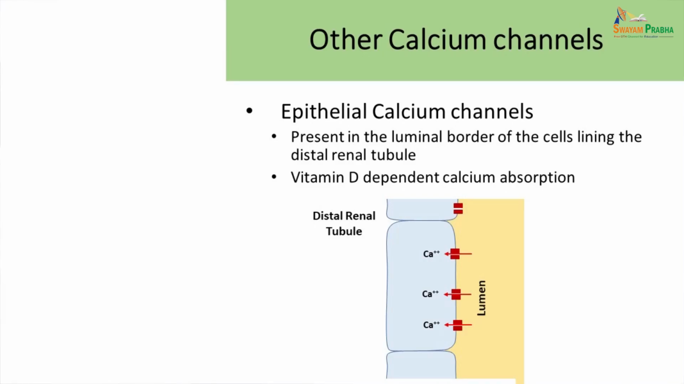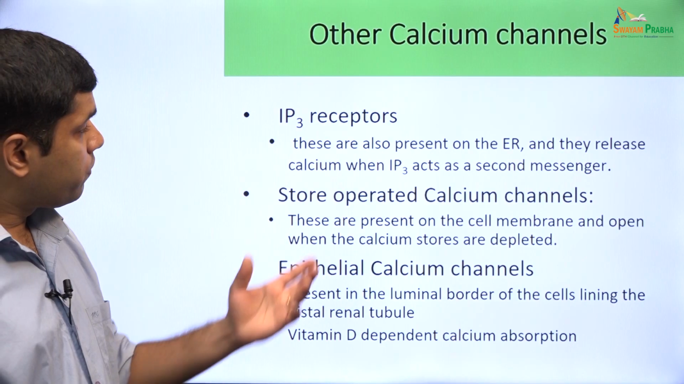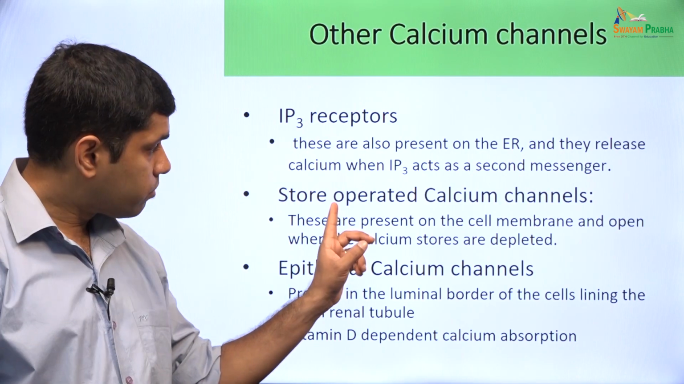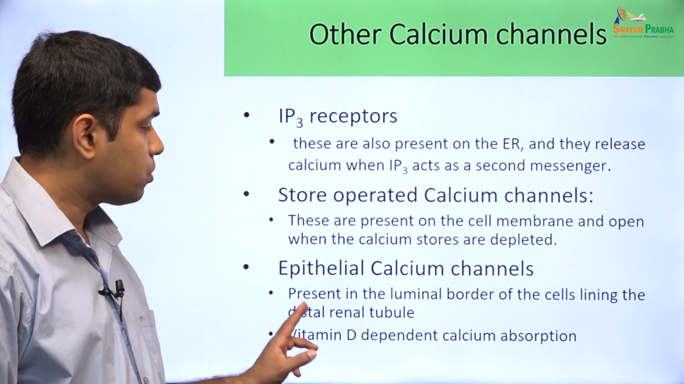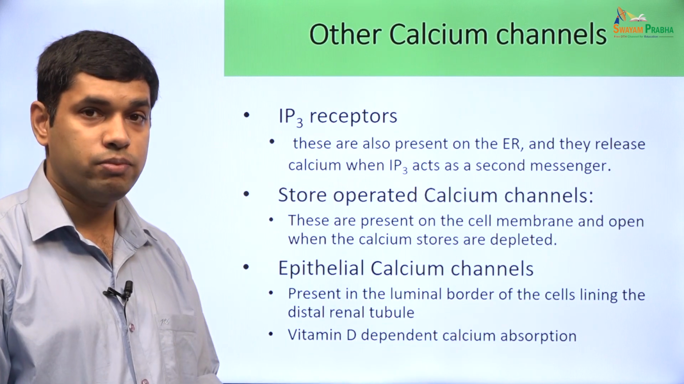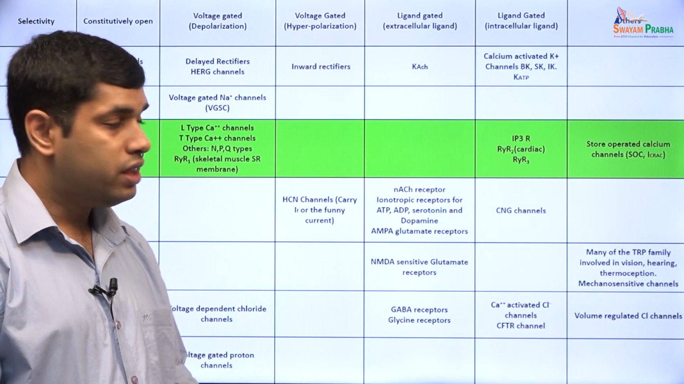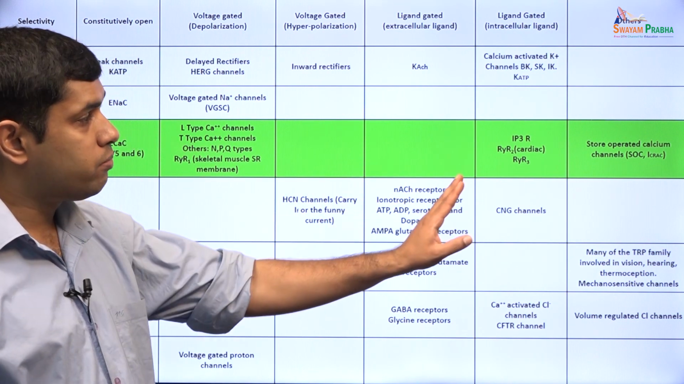Another type of calcium channel that is very important for maintaining calcium homeostasis is the epithelial calcium channel. These are found in the kidney and in the distal renal tubule, and these are important for the reabsorption of calcium in response to vitamin D. So, we've talked about the IP3 receptors, the store-operated calcium channels, and the epithelial calcium channels. So, with this, we have covered the different calcium channels.